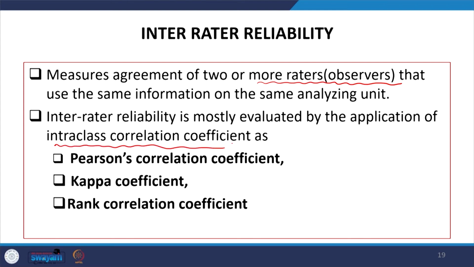So, the correlation coefficient within the class is in fact useful. There are these coefficients that are most important. One is the Pearson correlation coefficient, the second one is the kappa coefficient, and the third one is the rank correlation coefficient. These are quite useful in the case of inter-rater reliability or intra-class correlation coefficients.